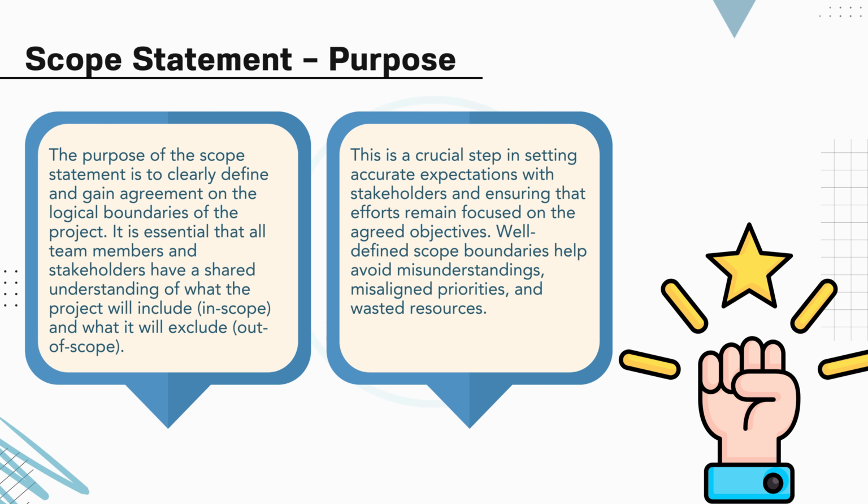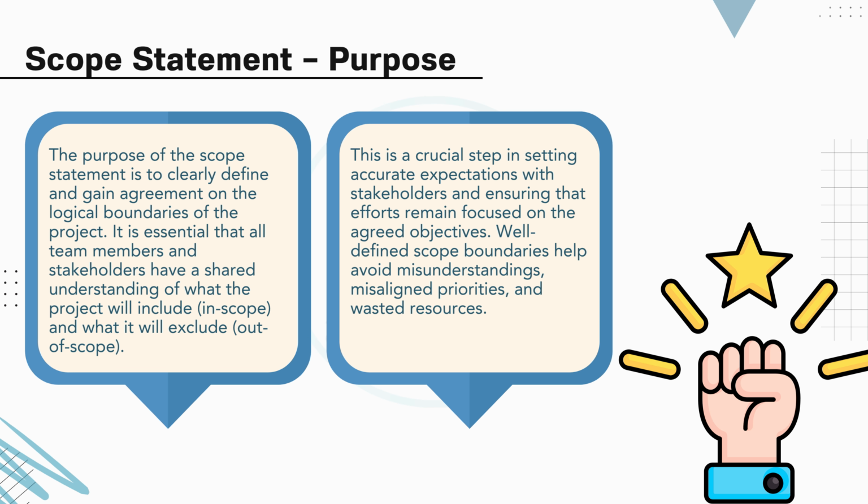First, it ensures that everyone involved, team members, leaders, and stakeholders, has a shared understanding of what the project will deliver. It helps set realistic expectations and ensures the project team focuses only on the agreed-upon objectives, avoiding distractions or unplanned work. By defining what's excluded, the scope statement also protects the team from scope creep, where additional tasks or features are added without proper review or approval.